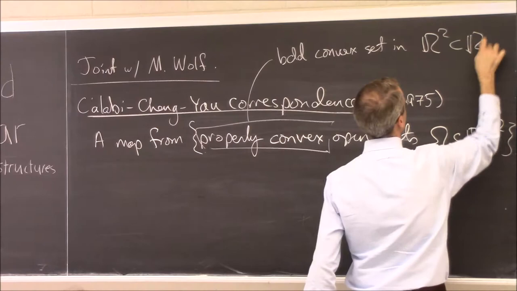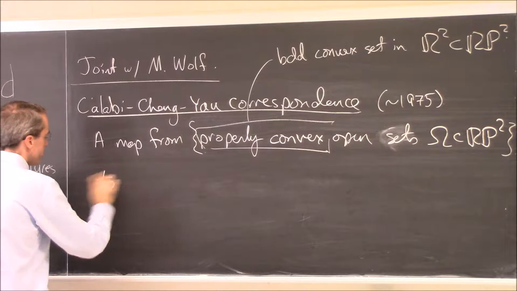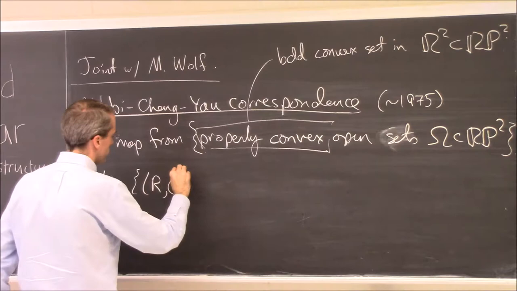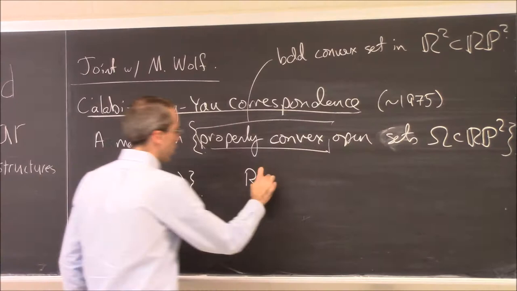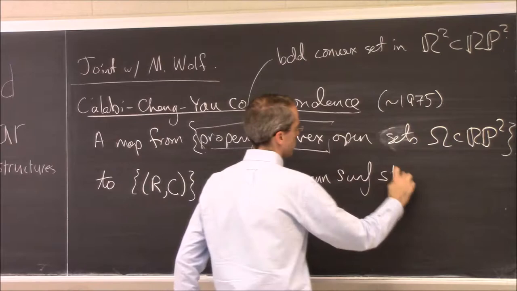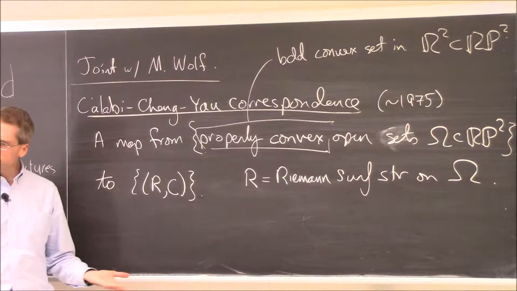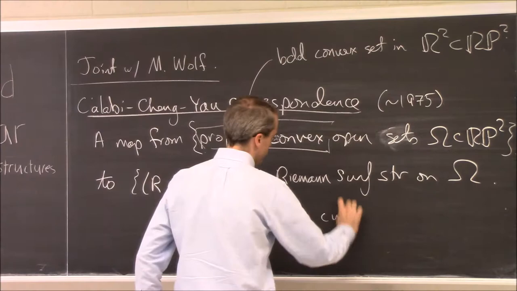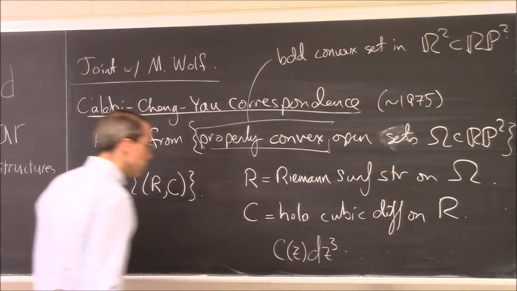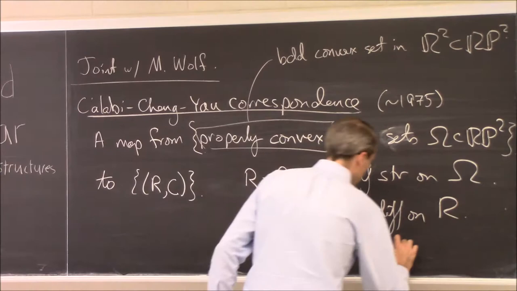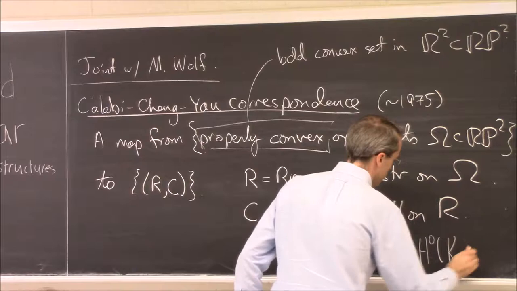So it's a map from those to pairs (R, C), where, having named our properly convex open set omega, R is a Riemann surface structure on the open set omega. It turns it into some simply connected Riemann surface. And C is a holomorphic cubic differential on the Riemann surface R. Concretely, it looks like C(z) dz cubed in a local coordinate z on the Riemann surface R, or abstractly, it is a section of the canonical bundle of R cubed.